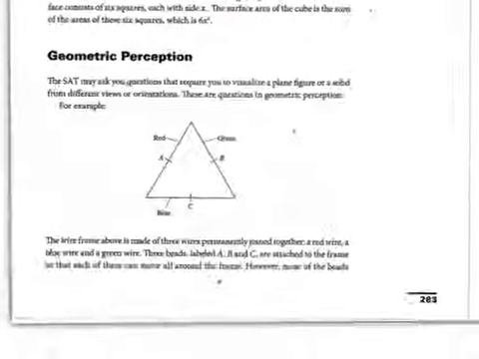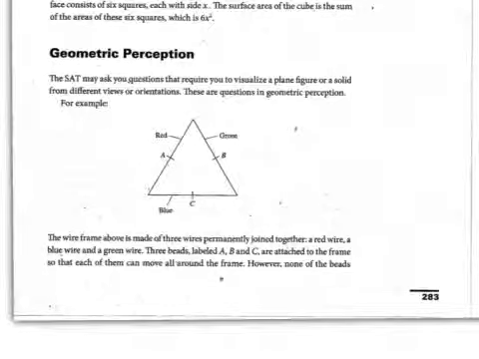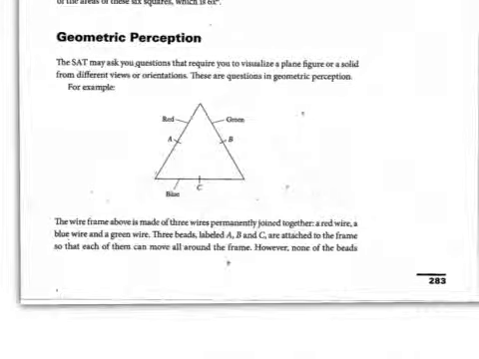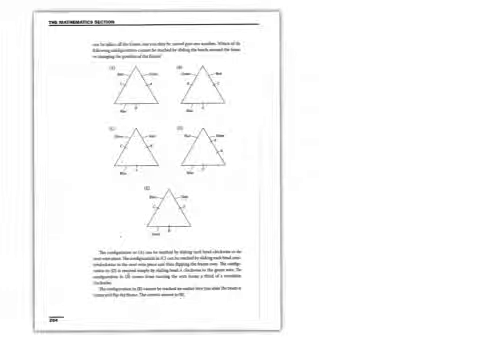Geometric perception is a little bit of a different concept, and basically what the SAT might do is ask you to visualize a situation where you might have to think in 3 dimensions. You might have to look at something like this and determine what shape it might make. So 3-dimensional shapes, visualizations are definitely fair game for the SAT. Okay, here's an example.